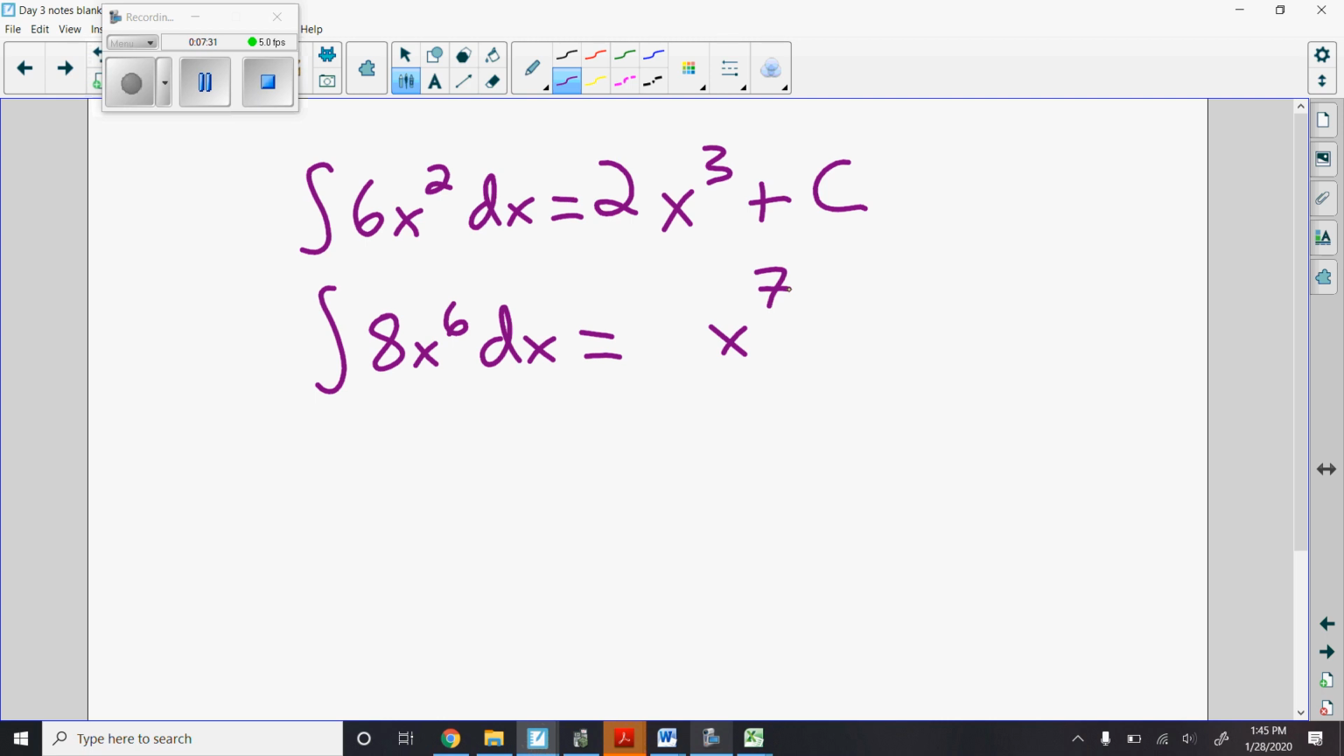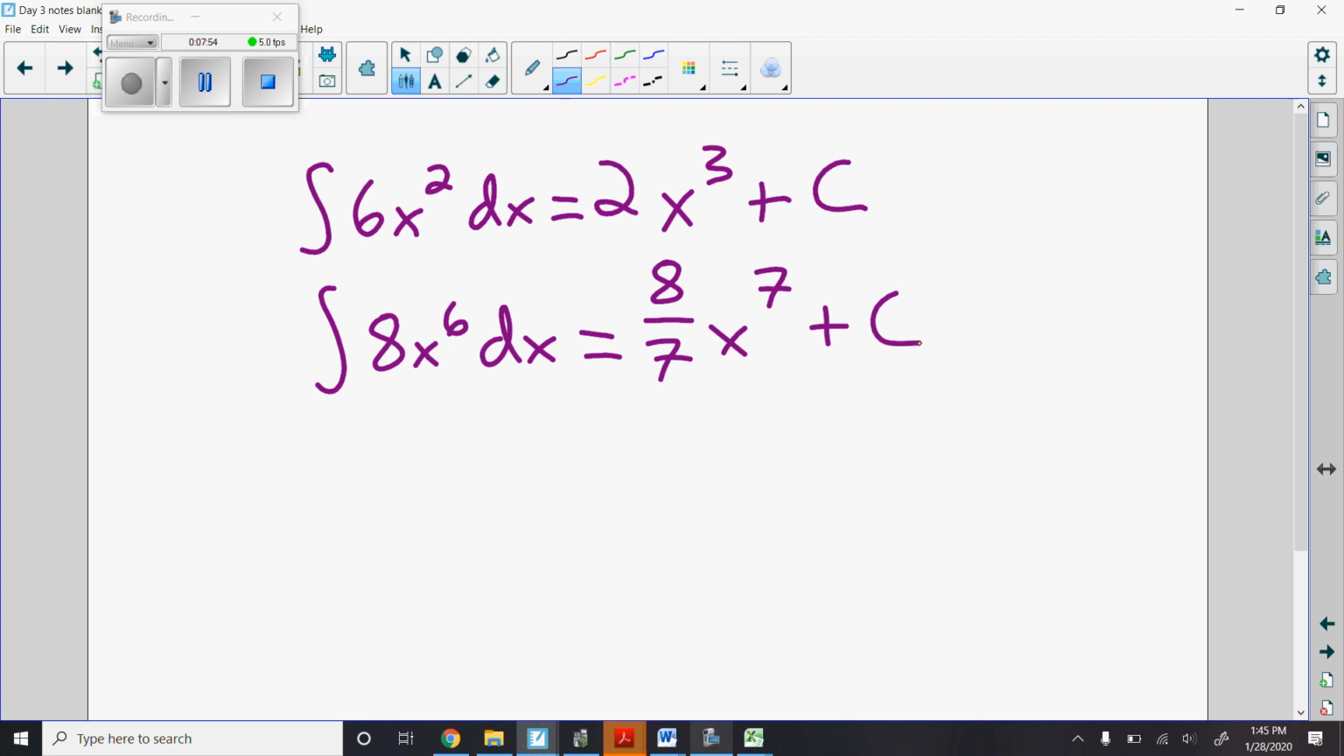Well, I can think about, maybe I have to make it a fraction, right? Maybe I'll put the 8 on top and the 7 on the bottom. If I do that, now when I multiply 7 times 8/7, the 7s would cancel and I'll get 8x to the 6th. Again, I got my plus c.